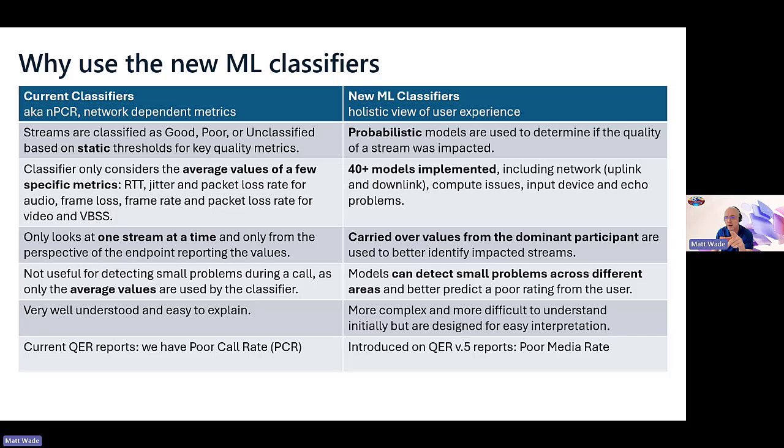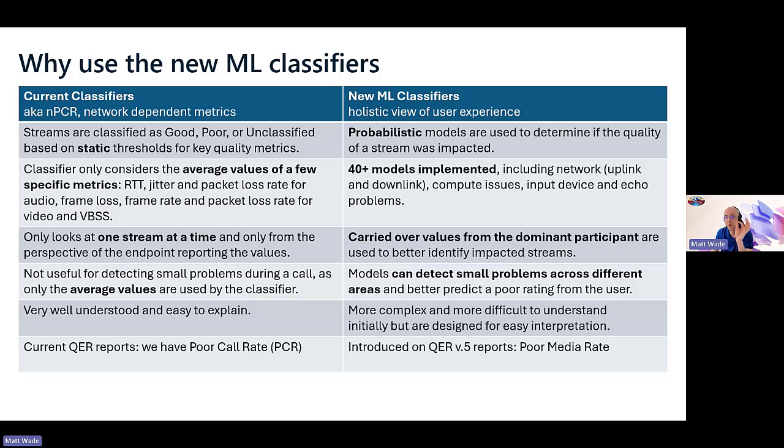The biggest thing you've got to get into your mind is that these new classifiers are probabilistic. They're experience generated. They don't just look for packet loss greater than 500. They're looking for more stuff. We have 40 new models versus the old one had 1, 2, 3, 4. So we went from 4 to 40. The old classifiers looked at one stream at a time. These new ones can actually look at multiple streams. The old ones were based upon average values.